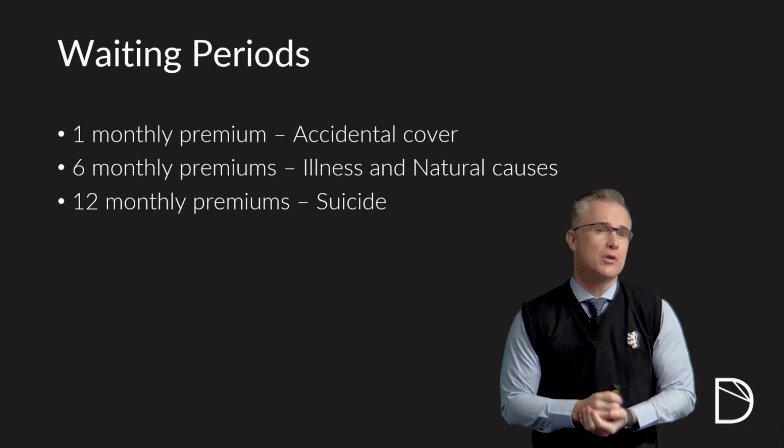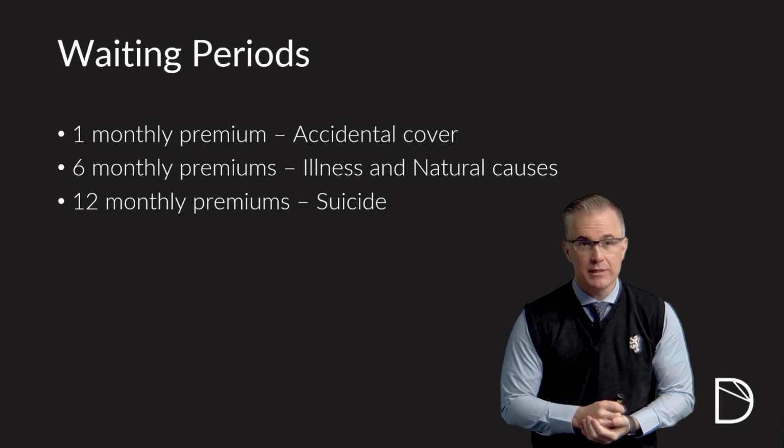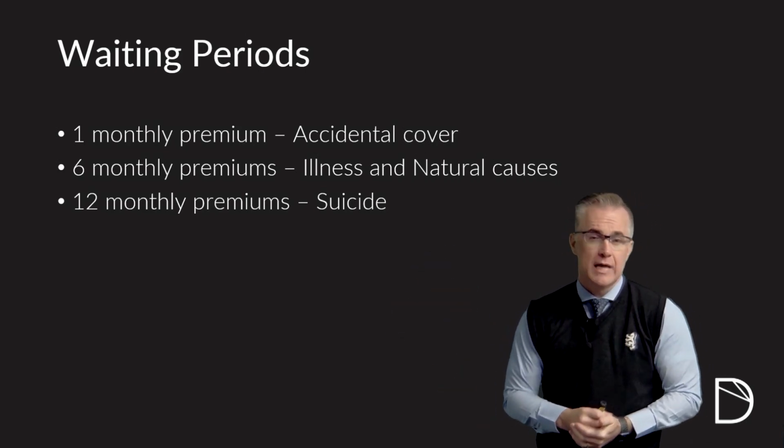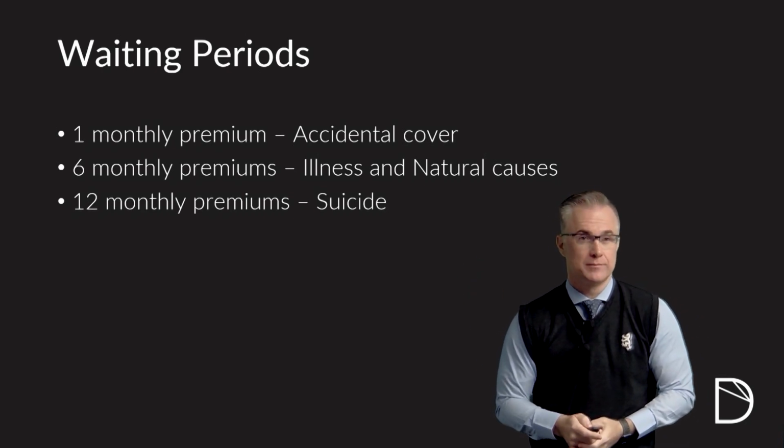Waiting periods on the product are quite simple. You will have cover for accidental death after your first payment. After 6 payments, you will be under cover for illness and natural causes. And after 12 payments, you and your family members will be covered for suicide.